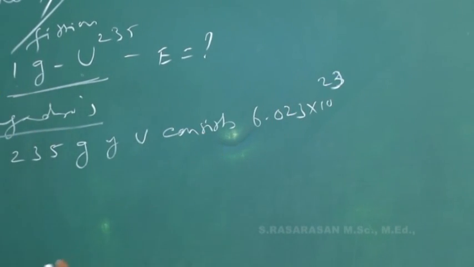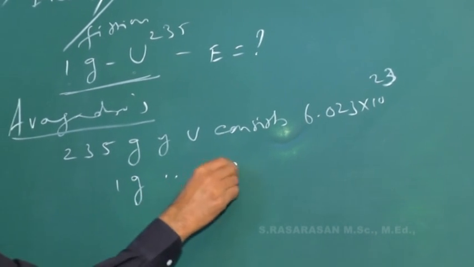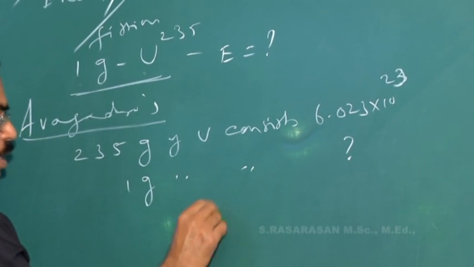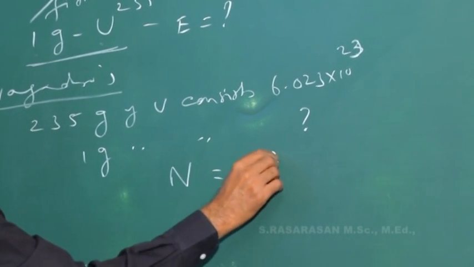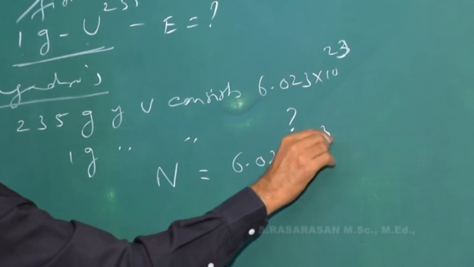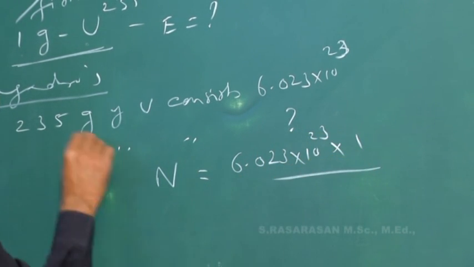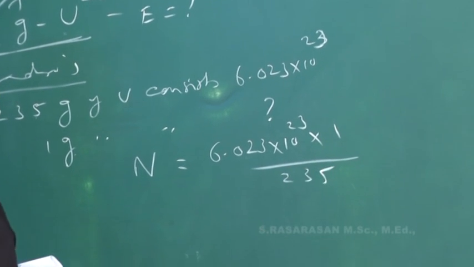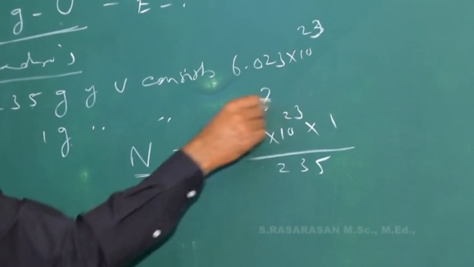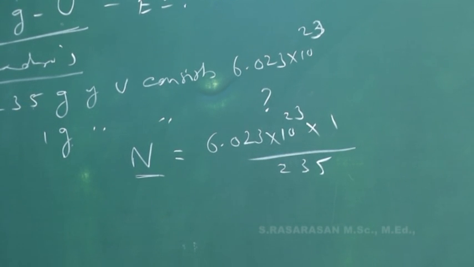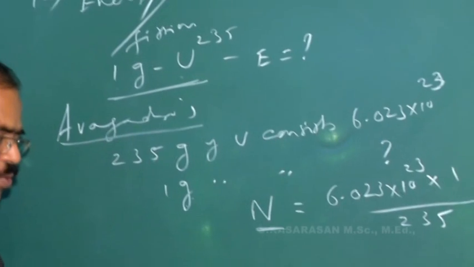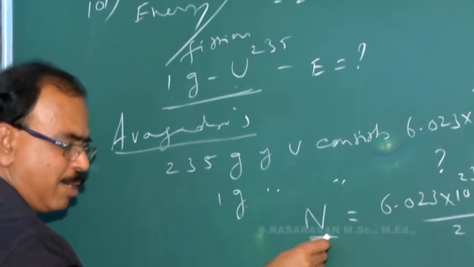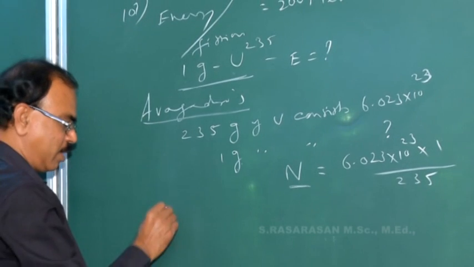This is the Avogadro number. So 1 gram of uranium consists of how many atoms? The number of atoms in 1 gram of uranium is 6.023 into 10 power 23 multiplied by 1 gram divided by 235 gram. This is the number of atoms available in 1 gram of uranium. If one atom undergoes fission, this much energy is released, 200 million electron volt. So when n atoms undergo fission, what is the energy released?